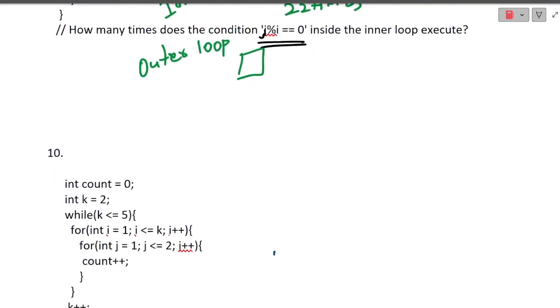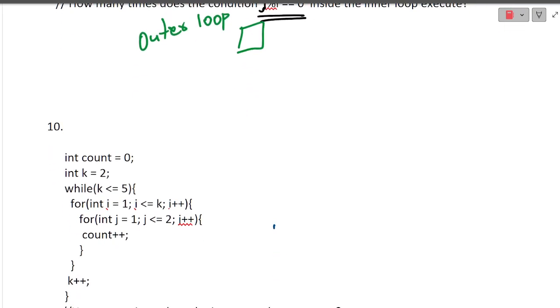Okay, now the next question. Here, as you can see, I have used 3 loops. There is one outer loop, then inside this there is an inner loop, and there is an innermost loop as well. It is also very easy. As I told, every time you need to watch it this way: this is my outer loop.